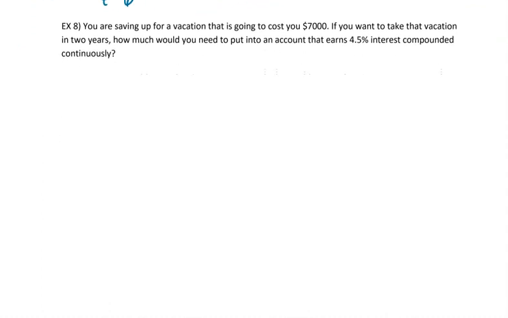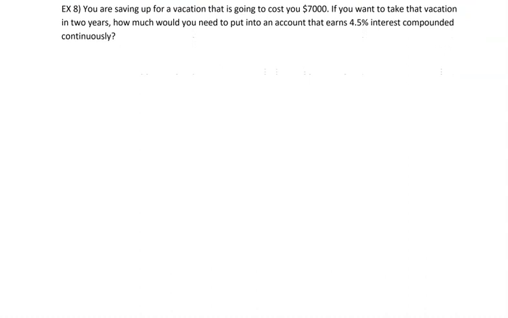All right, we're going to do one more using that same idea of needing to solve for P. So you are saving up for a vacation that is going to cost you $7,000. If you want to take that vacation in 2 years, how much would you need to put in an account that earns 4.5% interest compounded continuously? Okay, so first word is continuously. So automatically, we know we're using this formula.